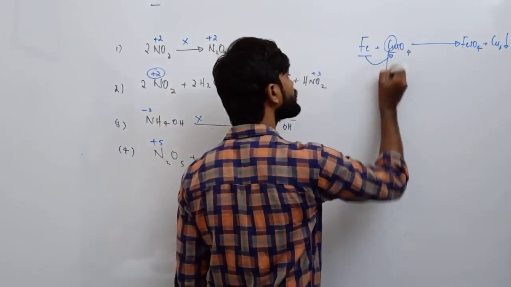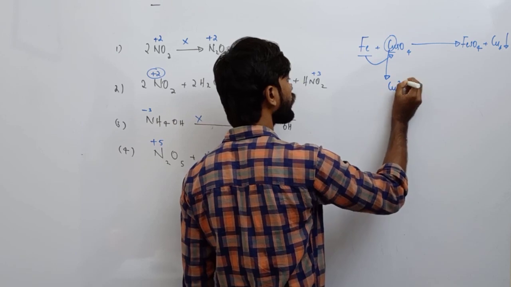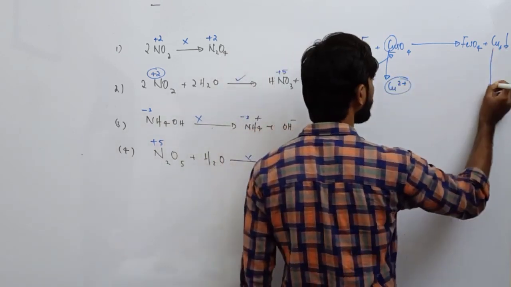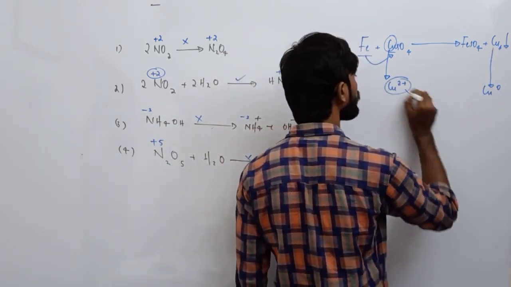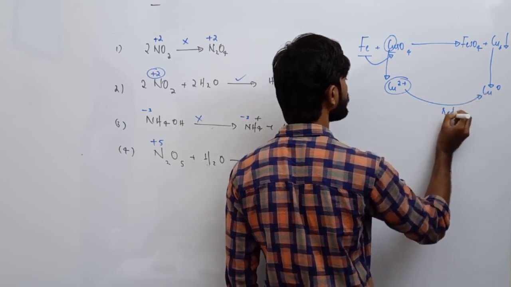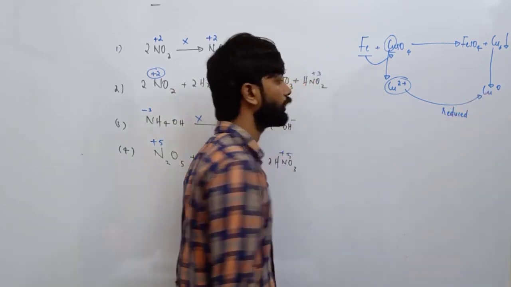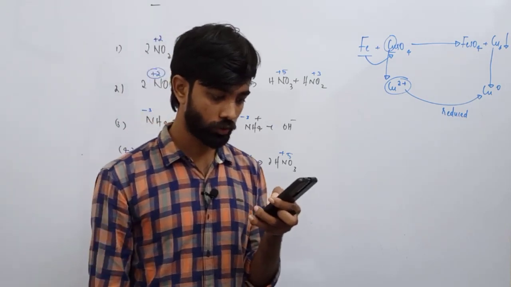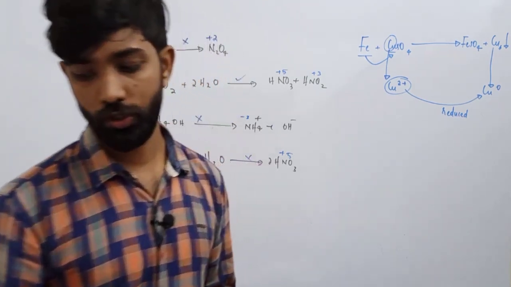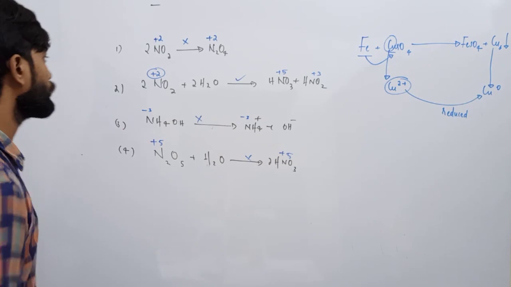Here the copper is in +2, and when it becomes a precipitate, it becomes 0. So copper is reduced. It is the reduction of the Cu2+ ion, so choice 2 is the perfect one for this case.